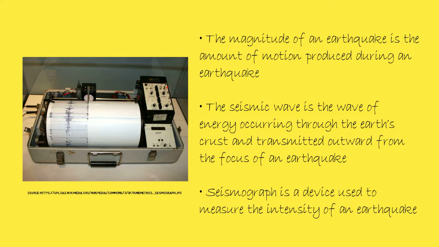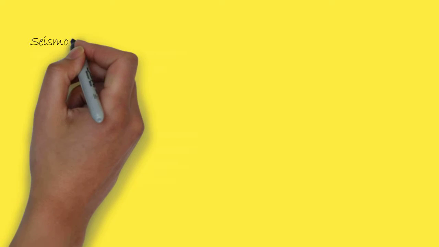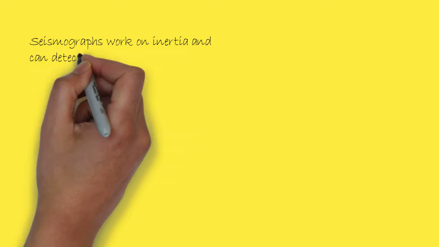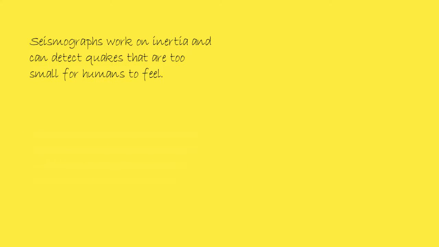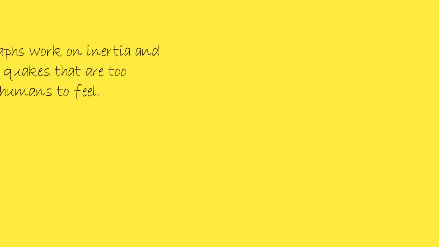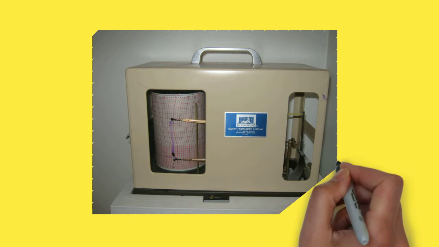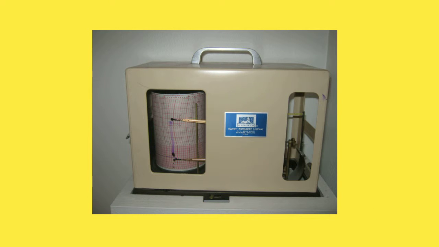Let us understand the concepts related to seismographs. Seismographs work on inertia and can detect quakes that are too small for humans to feel. Seismographs are securely mounted to the surface of the earth, so when the ground starts shaking, the instrument's case moves. What doesn't move, however, is a suspended mass inside the seismograph. This is called the seismometer. During an earthquake, the seismometer remains still while the case around it moves with the ground shaking.